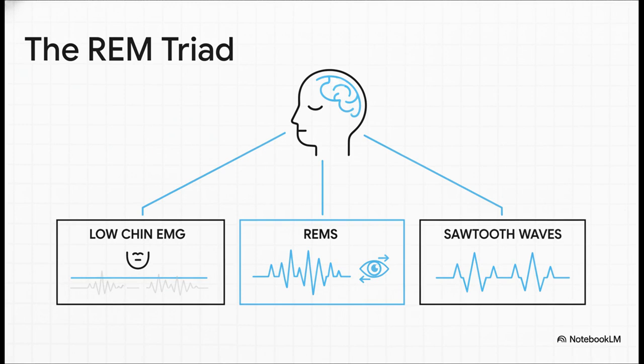To score REM sleep, or stage R, you can't just have one piece of evidence. You need what we call the REM triad. It's a package deal. First, the chin muscle tone totally flattens out. That's the body's paralysis kicking in. Second, you see those rapid, jerky eye movements we talked about. And third, you'll often spot these unique sawtooth waves. You gotta have these key ingredients to make the call.